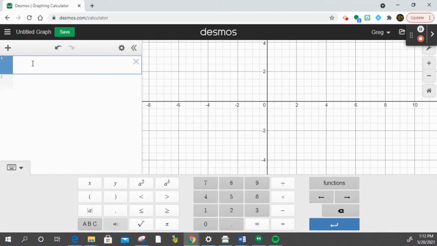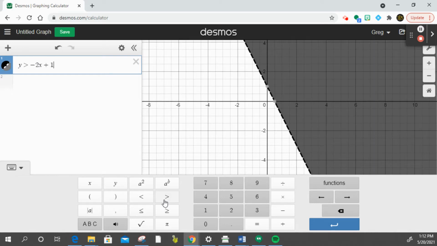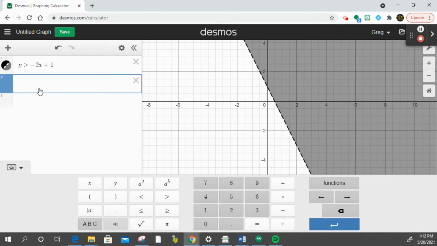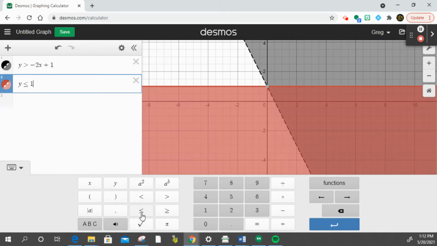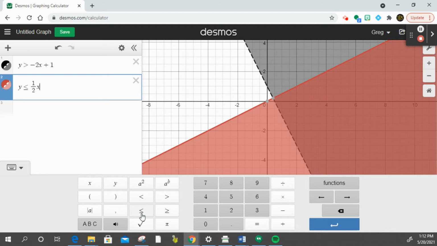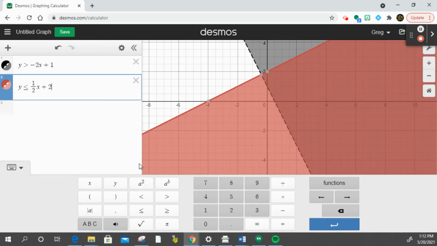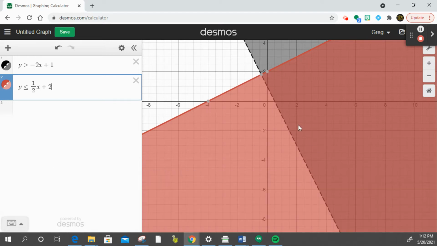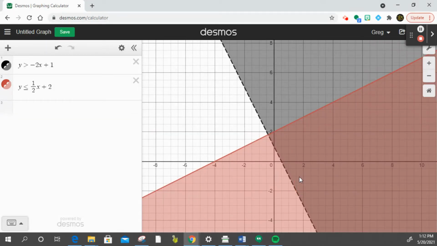So let's type in letter A and see if letter A ends up matching. Y is greater than negative 2x plus 1. And then y is less than or equal to 1/2 x plus 2. Let's check out our visual on our paper. Check out the visual on Desmos. Holy moly, that was nice of them. Letter A was the answer.